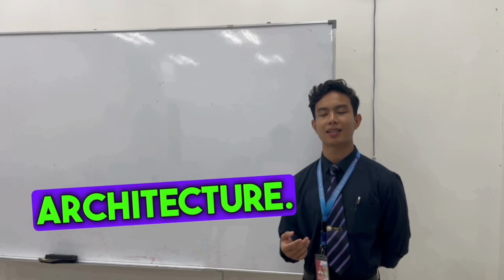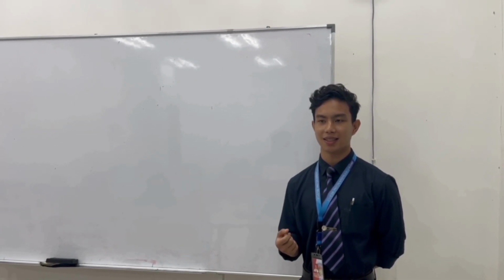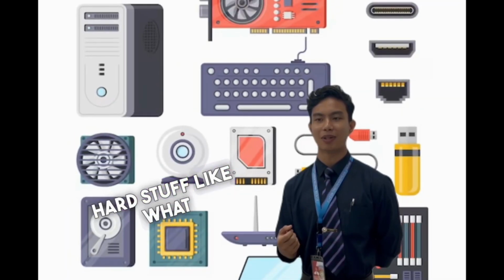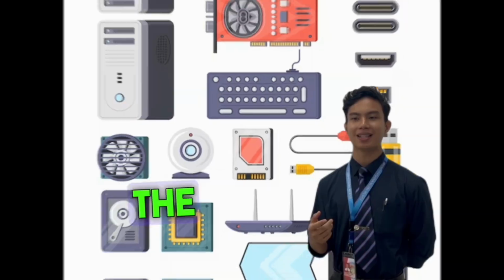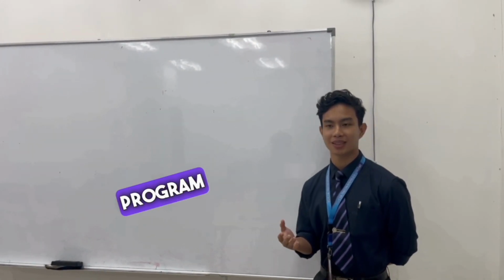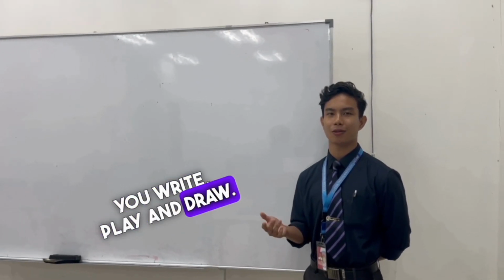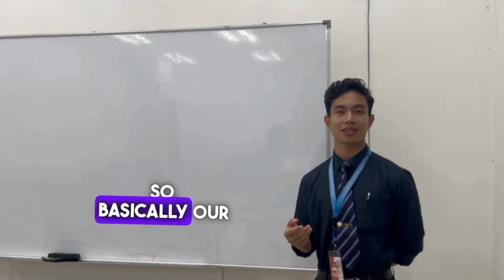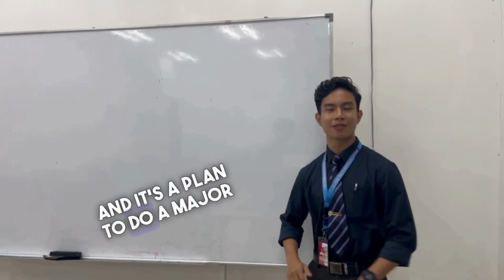And lastly, there is computer architecture. This is like a plan for a building. First, there is the hard stuff like wires and things. Then the OS as the middleman between the hard stuff and the things you want to do. Finally, you have your programs and apps that you write, play, and draw. So with the operating system in charge, a well-organized computer and a good plan, you can do amazing things.